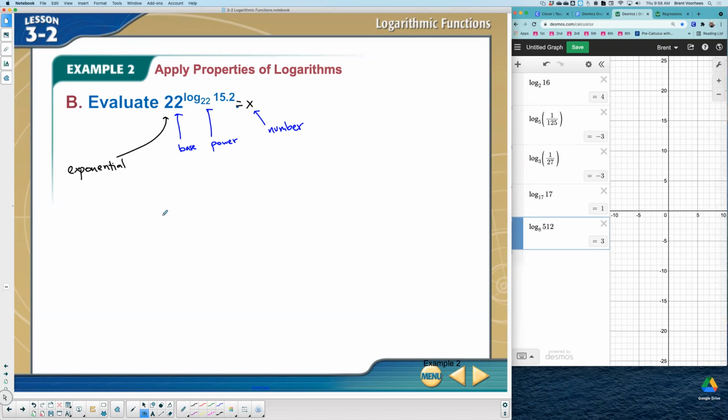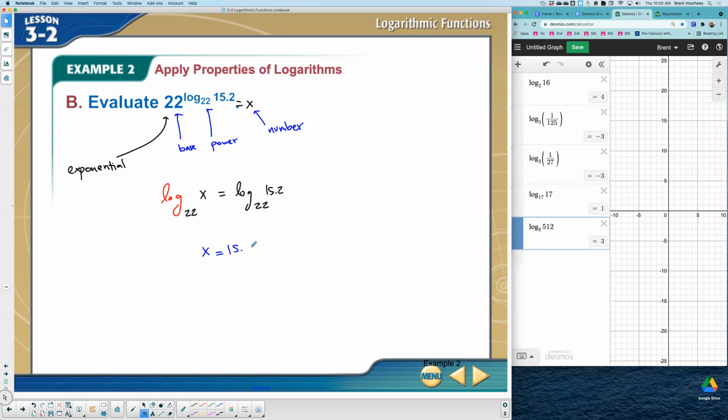So to solve this, you would add the word log, because you're changing it to a log. The base still goes first, which is 22. It's an inverse, so these two switch positions. So the number is X equals log base 22 of 15. So can you establish what the answer is? 15.2.